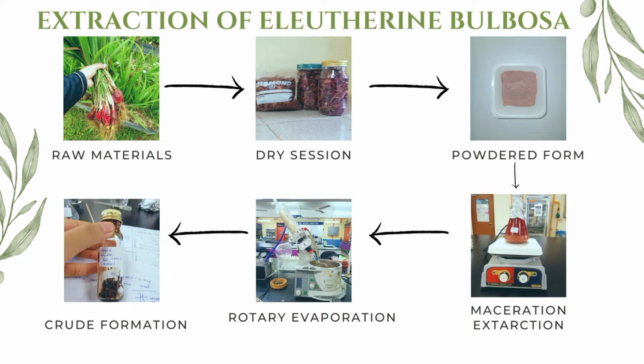For the extraction of Eleutherine bulbosa, we start by collecting raw materials in Penang, washed with distilled water and dry cleaned. After that, the bawang dayak is dried for 48 hours at 60 degrees Celsius in a hot air oven. After the drying session, the bawang dayak was ground into small pieces by using a blender and stored well. The powder was soaked in 95% ethanol for 24 hours by using maceration extraction. All of the solution will undergo rotary evaporation for dryness, and lastly, the bulbosa ethanolic extract crude will form, be weighed and stored in a 4 degrees Celsius freezer for the next session.